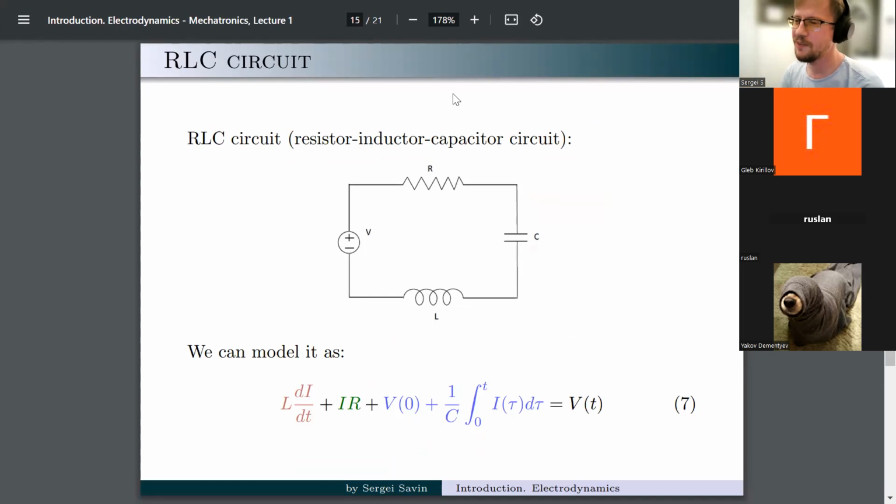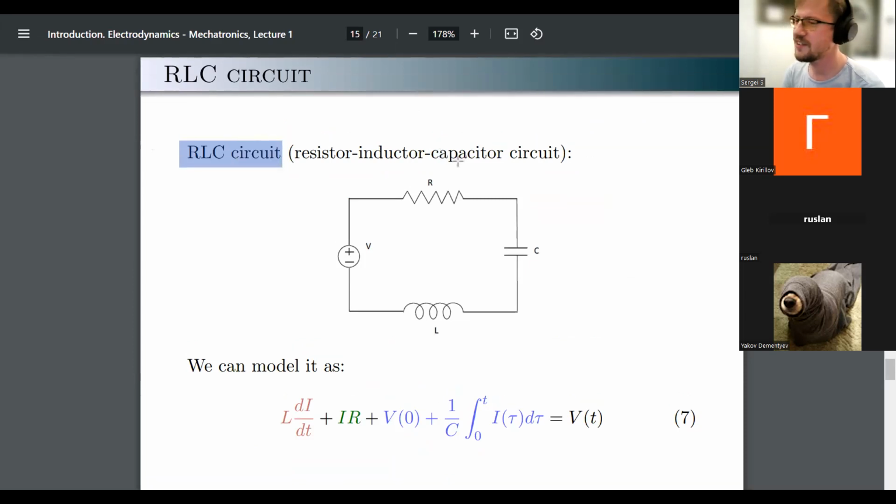Now, the maybe more ambitious type of circuit is the RLC circuit, where you have a resistor, an inductor, and a capacitor, all three, right? Resistor, capacitor, inductor, and here is a power source. And here I will write a model. It will be written as a differential integral equation. And I apologize for maybe introducing it all of a sudden.